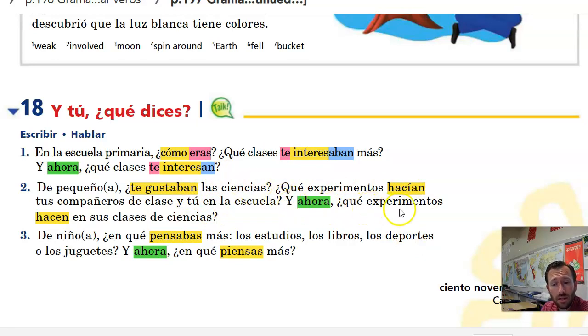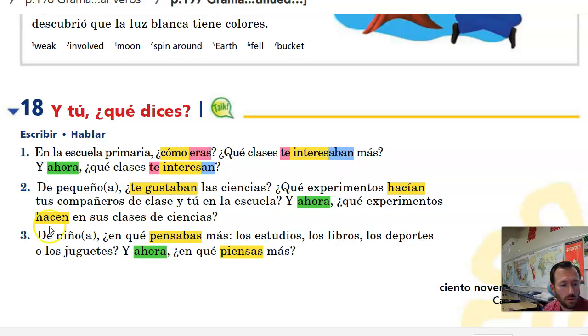Y ahora, ¿qué experimentos hacen en sus clases? What kind of experiments do you do now? Ahora, nosotros hacemos, present tense, yeah? Page 9, if you need to look up those present tense endings. Ahora, nosotros hacemos experimentos de forensicas, forensic experiments, robóticas, robotics experiments, whatever. Look it up in the dictionary to find that particular word.